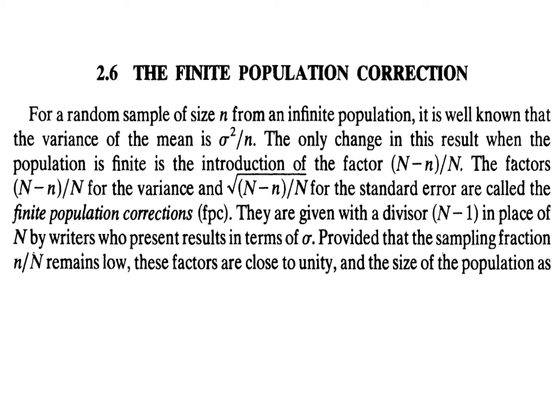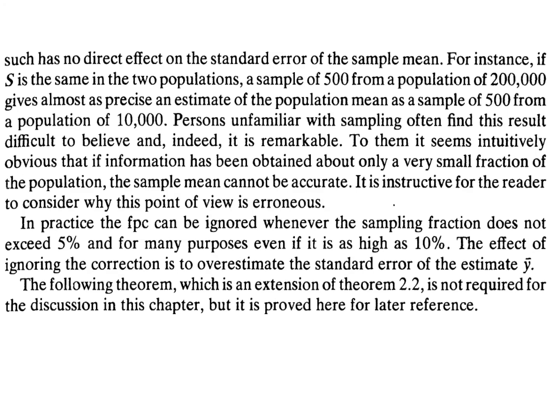They are given with a divisor, which is N minus 1 in place of capital N, by writers who present the result in terms of sigma, provided that the sampling fraction small n over N remains low. These factors are close to unity, and the size of the population as such has no direct effect on the standard error of the sample mean.